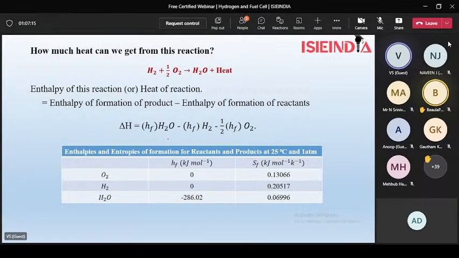So this one is the overall reaction, sorry, not reaction, the enthalpy formula, and from here del H I have calculated as minus 286.02 kilojoule per mole. So keep it in memory.